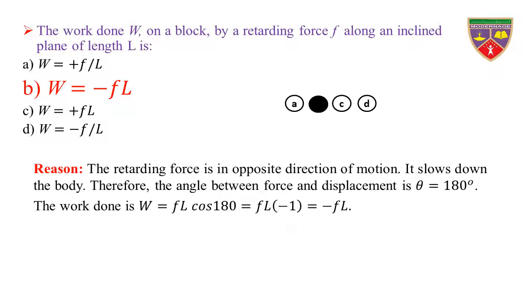Reason. The retarding force is in the opposite direction of motion. It slows down the body. Therefore, the angle between force and displacement is theta equal to 180 degrees. The work done is W is equal to FL cos 180, which is equal to FL into minus 1 because cos 180 is minus 1, which is equal to minus FL. Hence, the work done is minus FL.